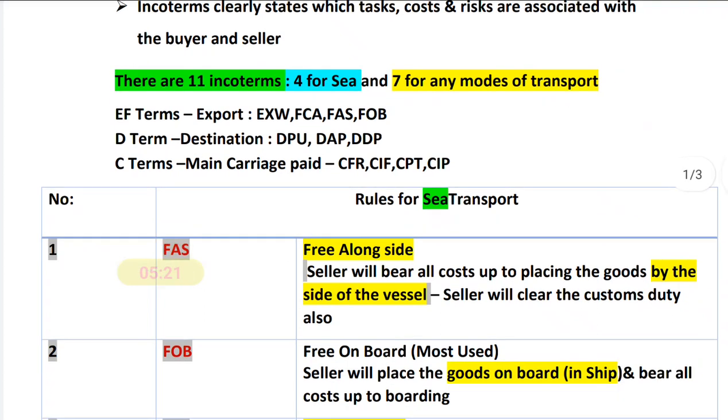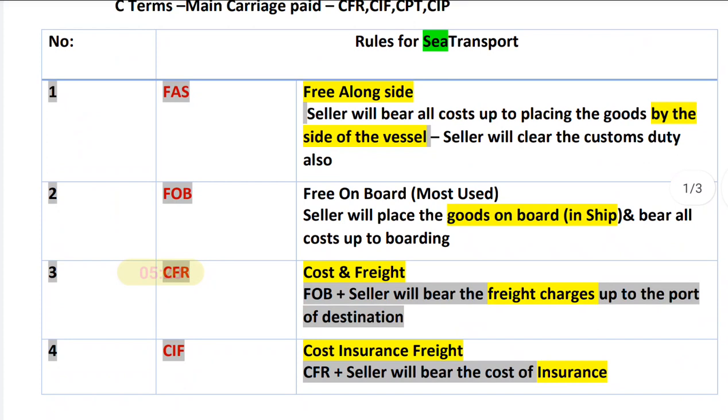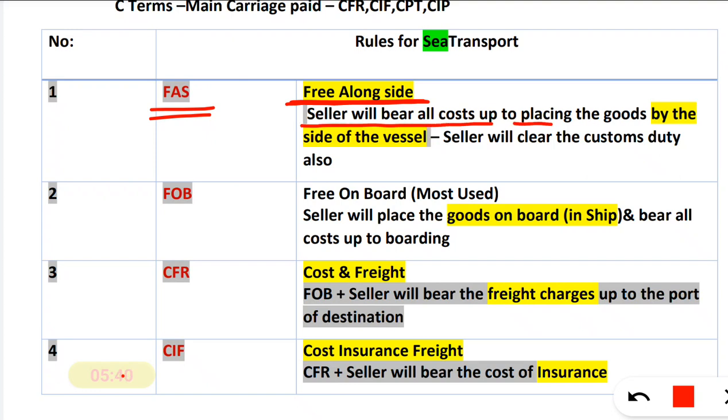Now we will discuss one by one, so you will get better clarity on the Incoterms. Now see, first is the FAS. So what is the full form of the FAS term? It is free alongside. What do you mean by free alongside? See, the seller will bear all the cost up to placing the goods by the side of the vessel. The seller will clear the customs duty also.